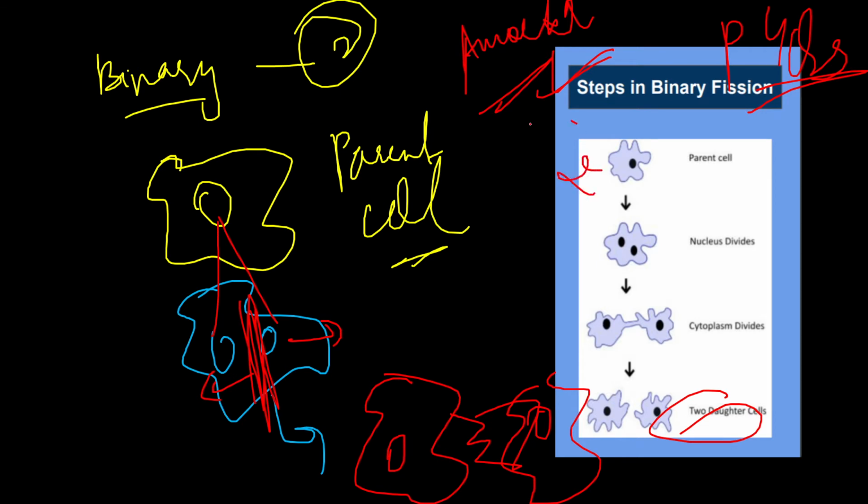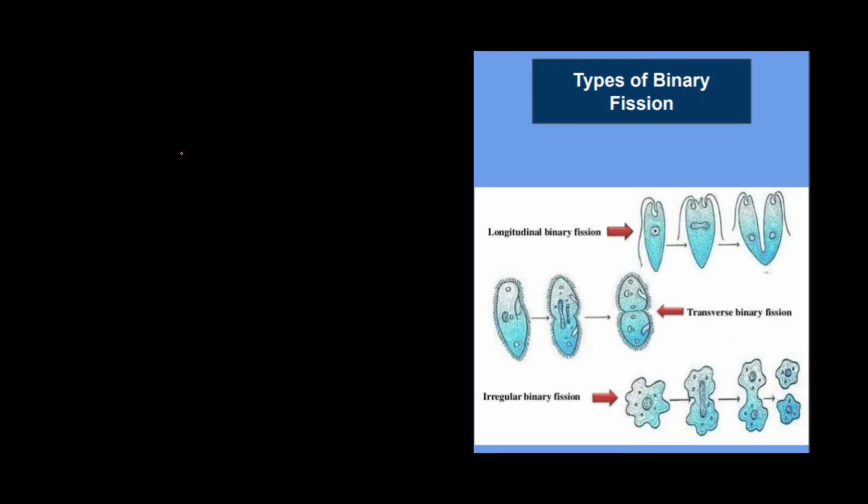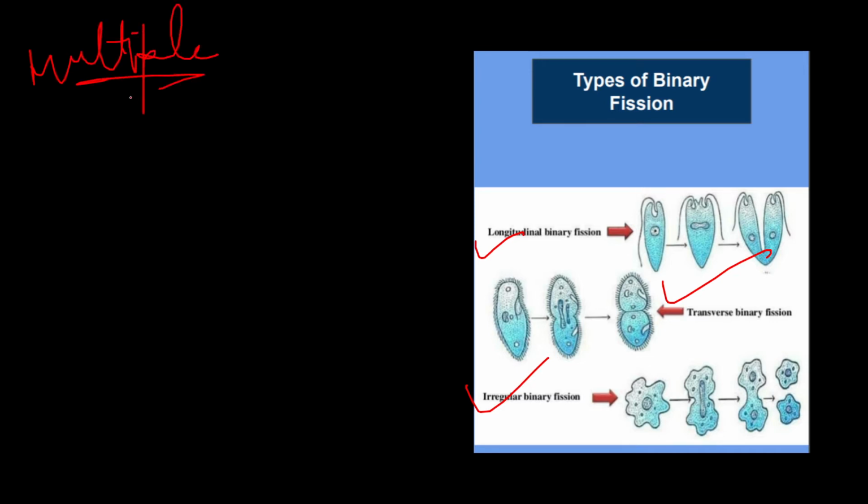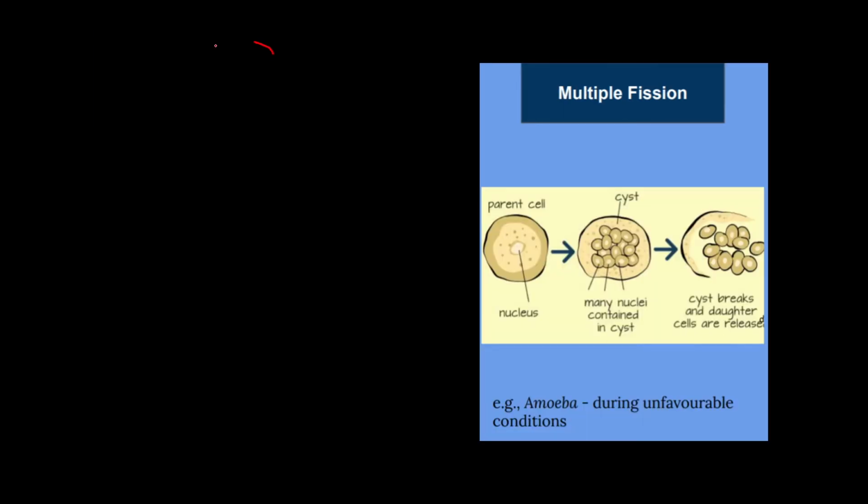You should know a parent cell divides into two daughter cells, right? Okay, through binary fission. Now the types of binary fission can be longitudinal, transverse, or irregular binary fission. Now talking about multiple fission. Multiple means many. So over here the mother cell can divide into, let's say this is my mother cell, parent cell.